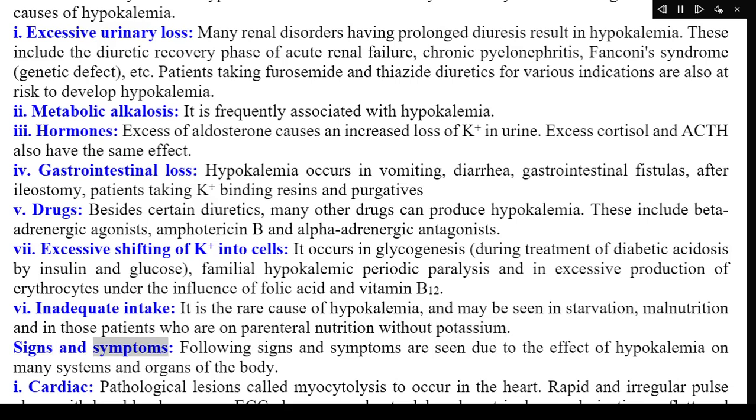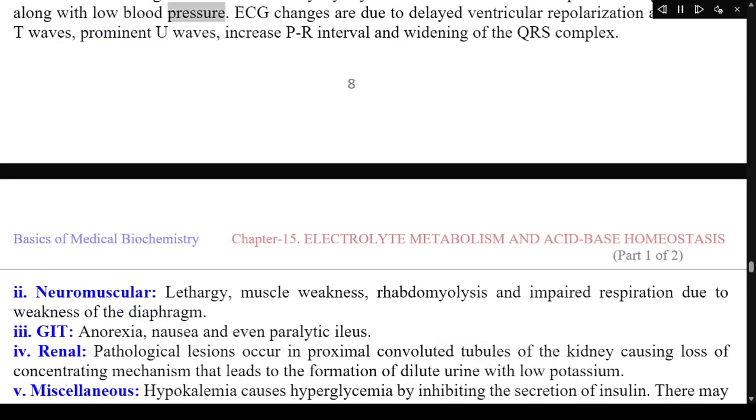Signs and symptoms. Following signs and symptoms are seen due to the effect of hypokalemia on many systems and organs of the body. 1. Cardiac. Pathological lesions called myocytolysis occur in the heart. Rapid and irregular pulse along with low blood pressure. ECG changes are due to delayed ventricular repolarization as flattened T waves, prominent U waves, increased PR interval and widening of the QRS complex.